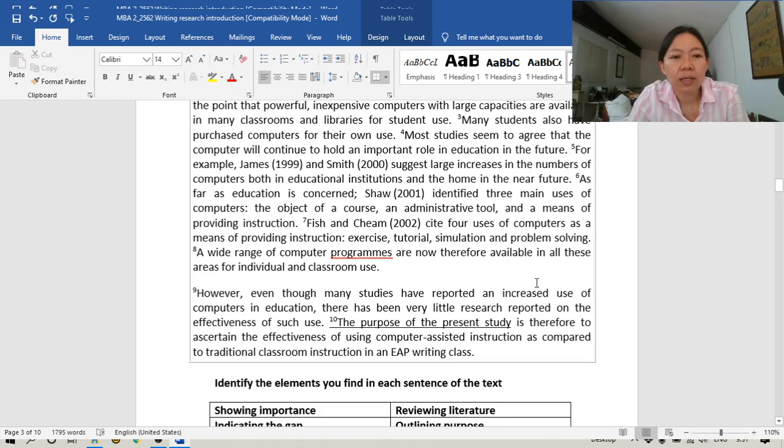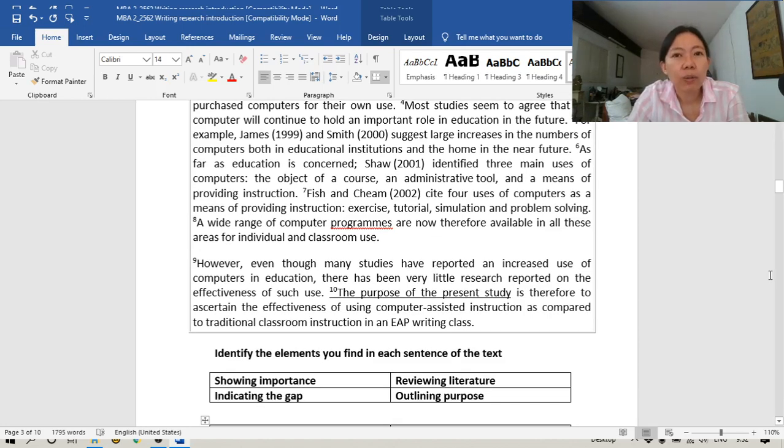And next, sentence 8: a wide range of computer programs are now therefore available in all these areas for individuals and classroom use. Here, sentence number 8 talks about a large number of computer programs. So again, the sentence is used to show the importance of the computer.